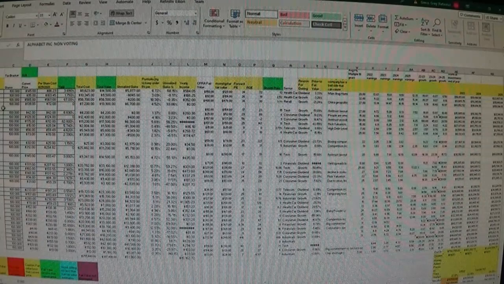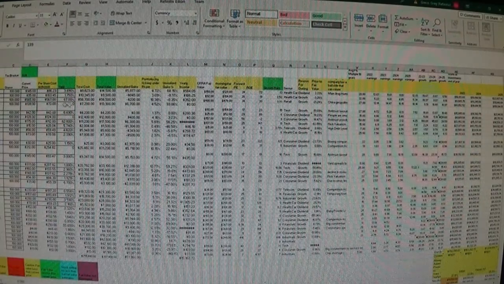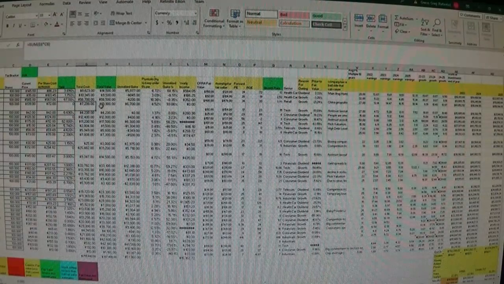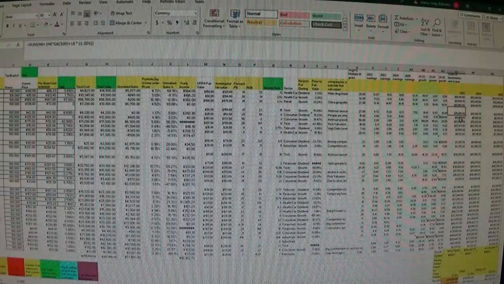So for Google, we put 100 shares at $139 a share. It doesn't yield anything. So the total value of that 100 shares of Google is $13,900. And if it grows at 15% a year, then at the end of the year, it'll be worth $16,000.